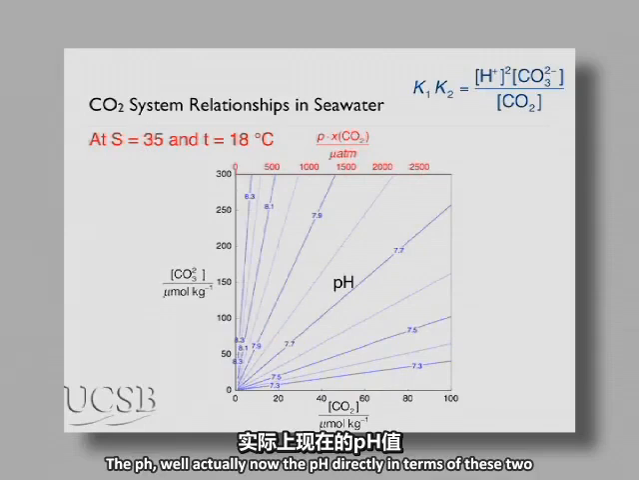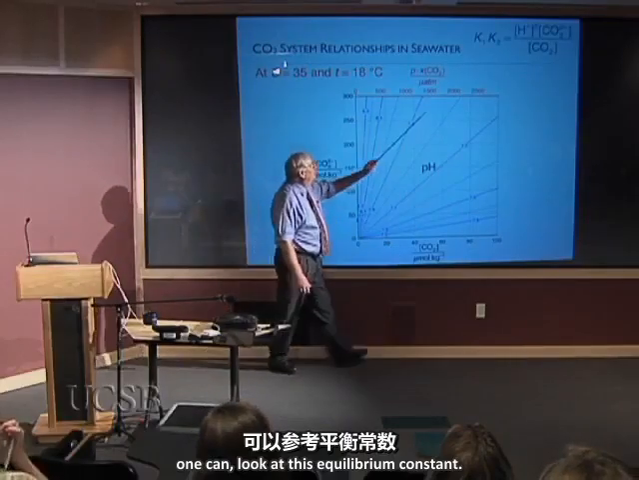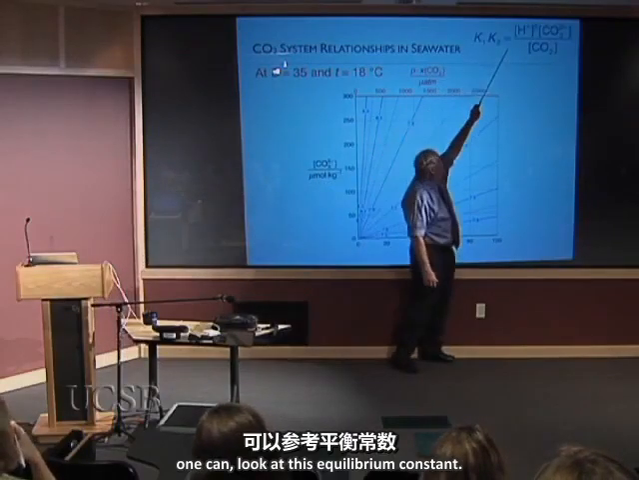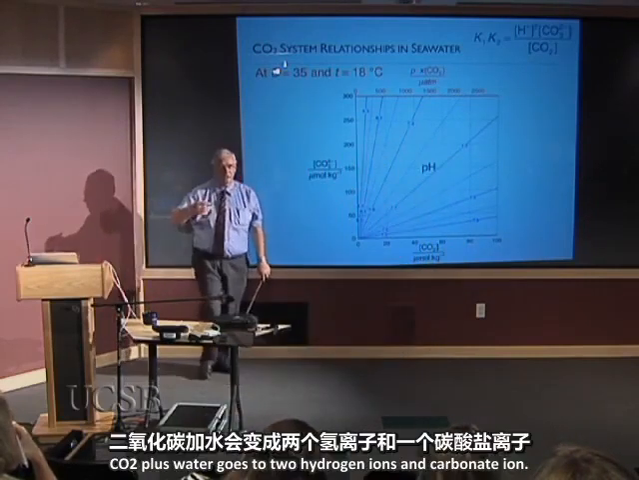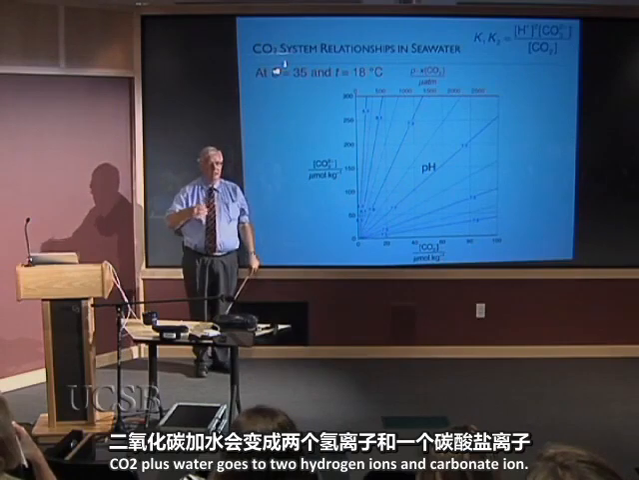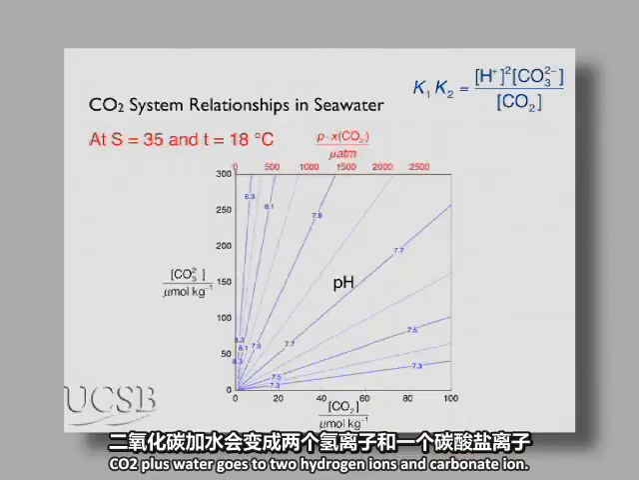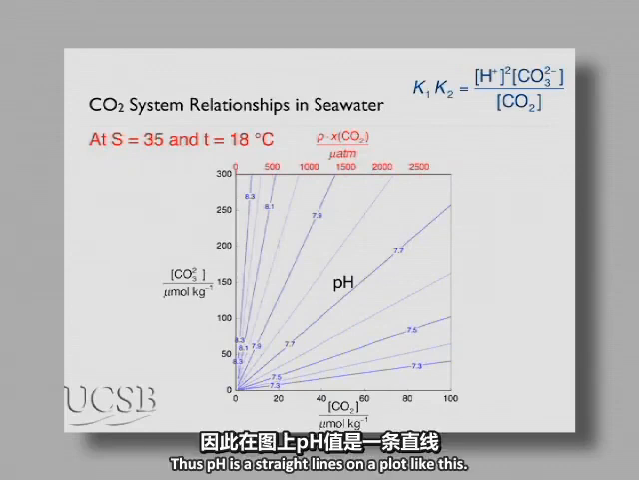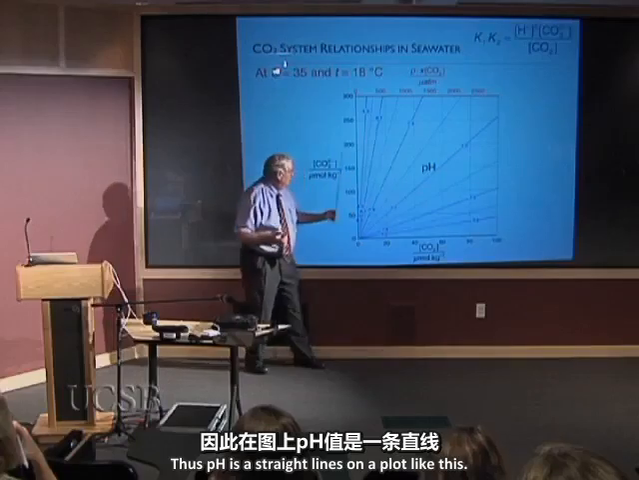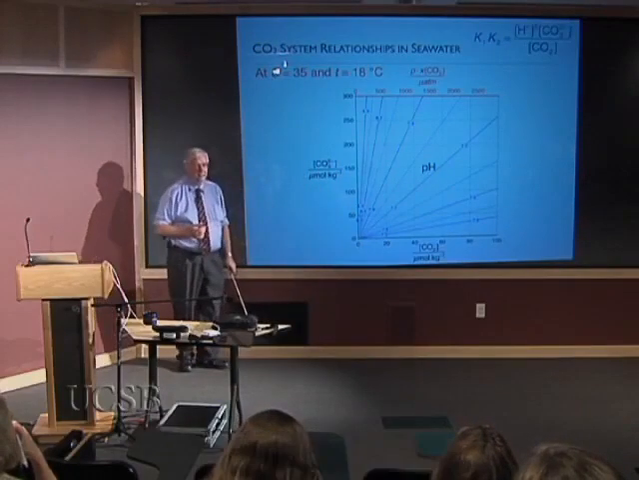The pH. You actually know the pH directly in terms of these two. One can look at this equilibrium constant. This is the equilibrium constant essentially for saying CO2 plus water goes to 2 hydrogen ions and carbonate ion, just going straight through that sequence of acid-base equilibria. Thus, pHs are straight lines on a plot like this.